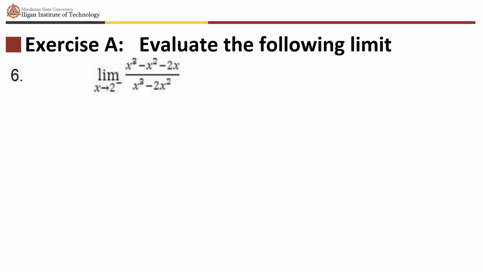So for number 6, we're asked to find the limit of x cubed minus x squared minus 2x all over x cubed minus 2x squared as x approaches 2 from the left. We can factor out x here. We can actually simply rewrite this function as follows. We have now the limit of, we can factor out x.